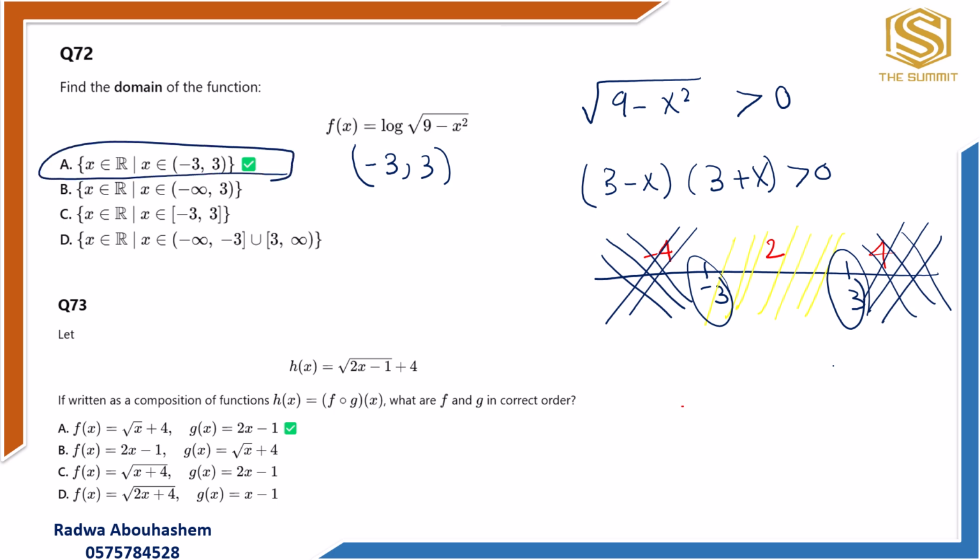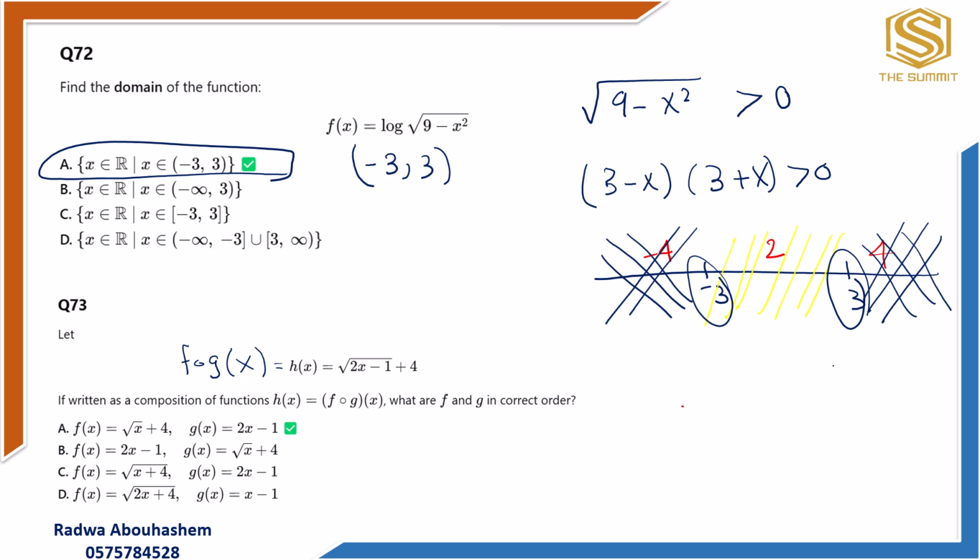Good. Now question 73 is telling you that h of x equals the square root of 2x minus 1 plus 4, if written as a composition of functions of x. So this means that this is f composite g of x. What are f and g in correct order? So it's asking you about the original f and g. So here it's very easy.